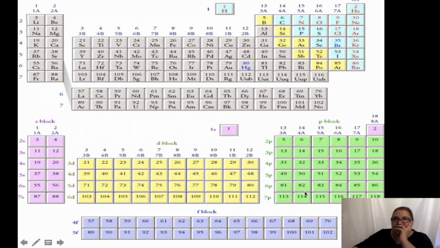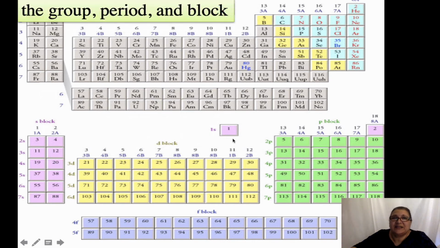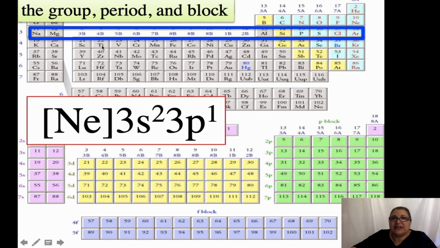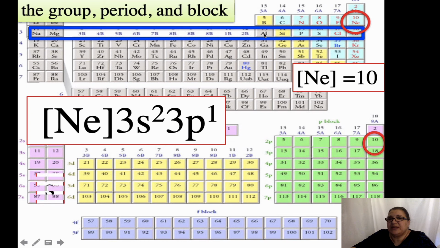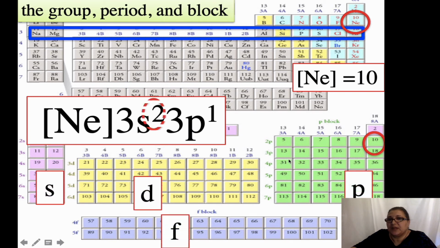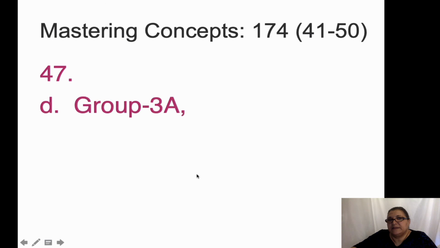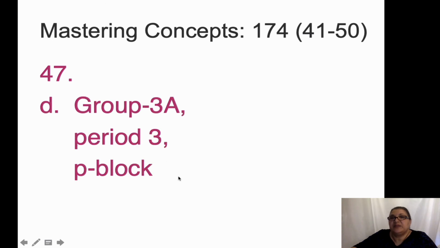Okay, I usually like to put a reminder. If you see it as too much, then just go to the last slide. All right, so for this one, Ne, we go to the next row. It's 3s, 3p. So the block will be P, and 3p1, which is right here. But let's add the electrons. Neon is 10 plus 3 is 13. So number 13 is aluminum right here. Group will be 3A, and the period will be 3 also. So 3A, period 3, and P block.